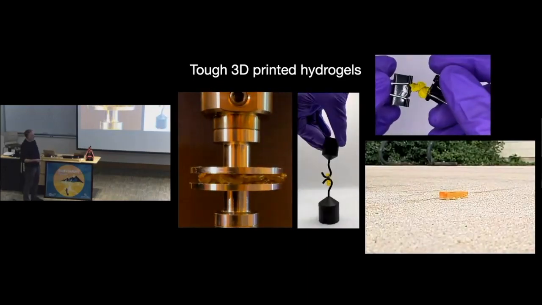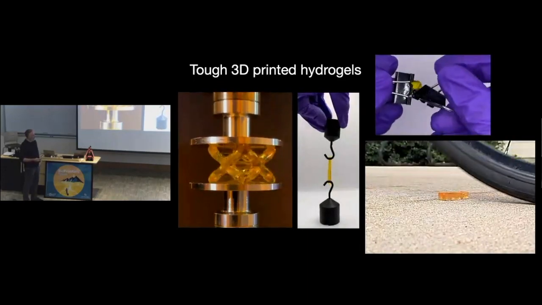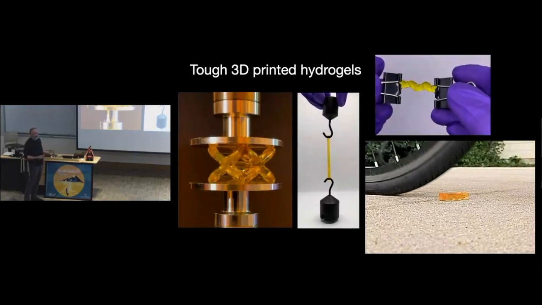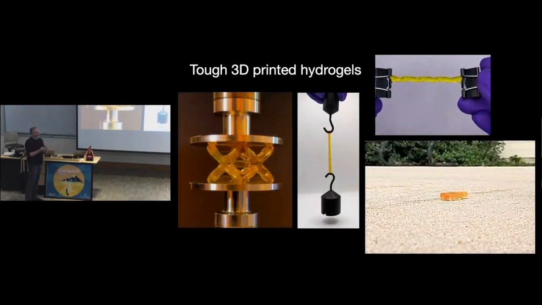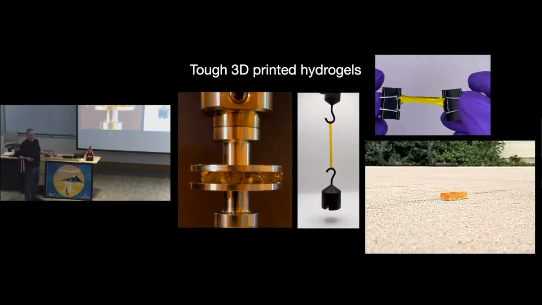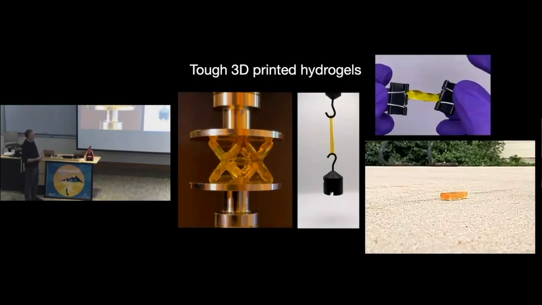Then we do this very technical test where we just run it over with a bike. And you can see, again, you can put that load on it, and the material returns completely back to its original state, that original shape.